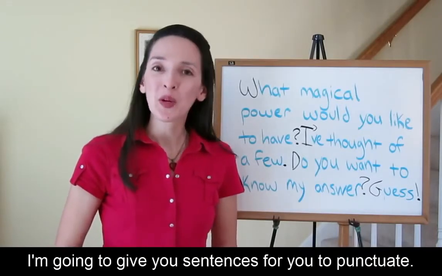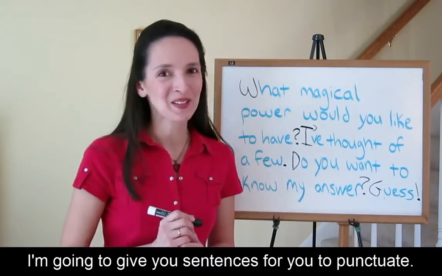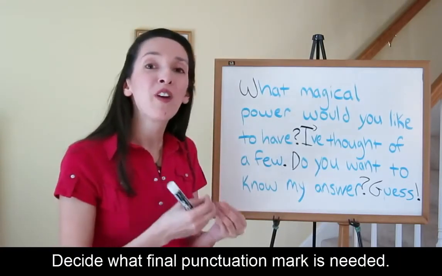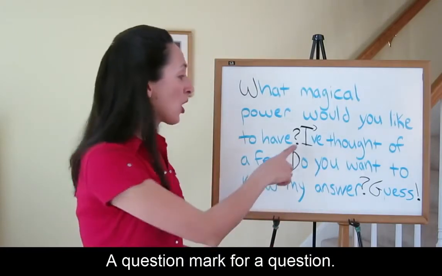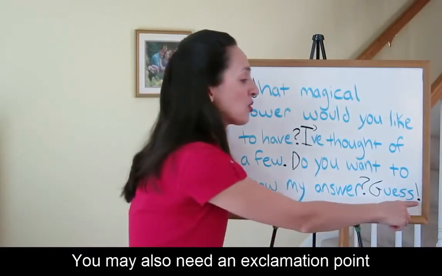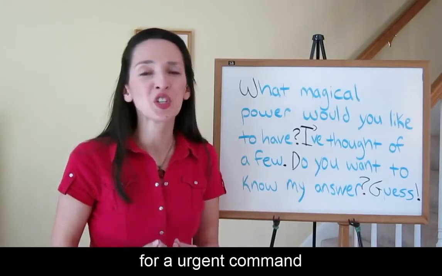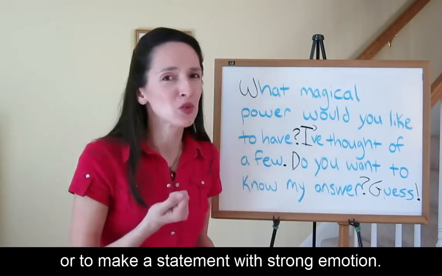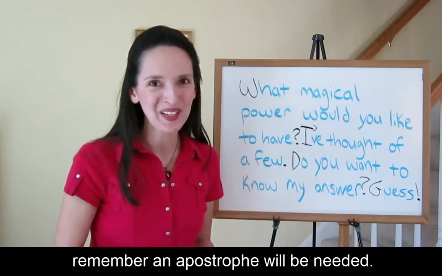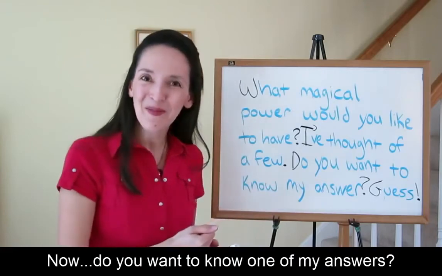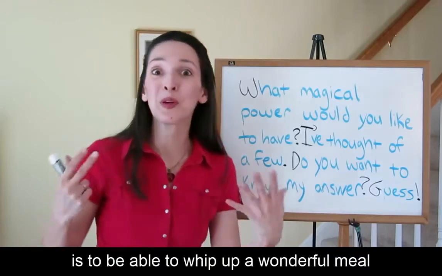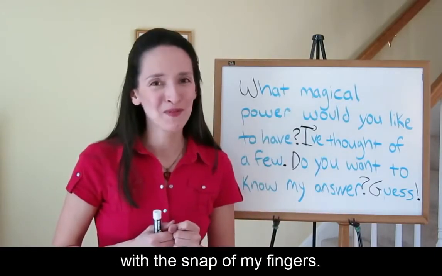Now it's your turn. I'm going to give you sentences for you to punctuate. Remember to start your sentences with a capital letter. Decide what final punctuation mark is needed. A question mark for a question, a period for a statement. You may also need an exclamation point for an urgent command or to make a statement with strong emotion. If you see contractions, remember an apostrophe will be needed. Now, do you want to know one of my answers? One of the many magical powers I'd love to have is to be able to whip up a wonderful meal with the snap of my fingers.